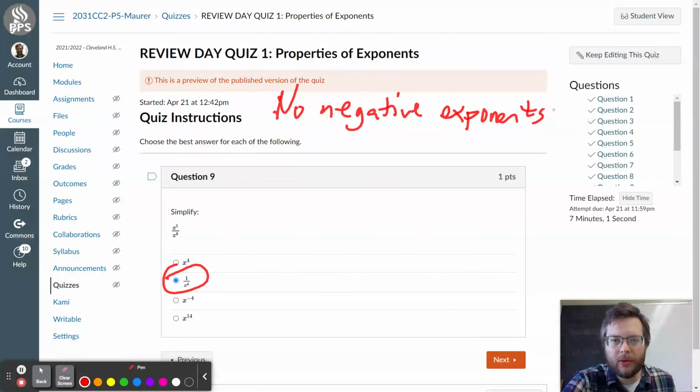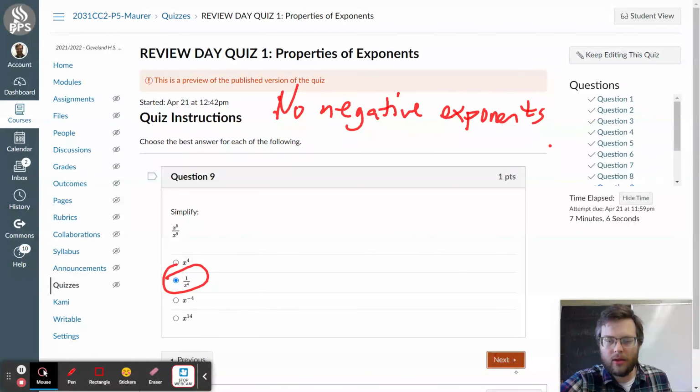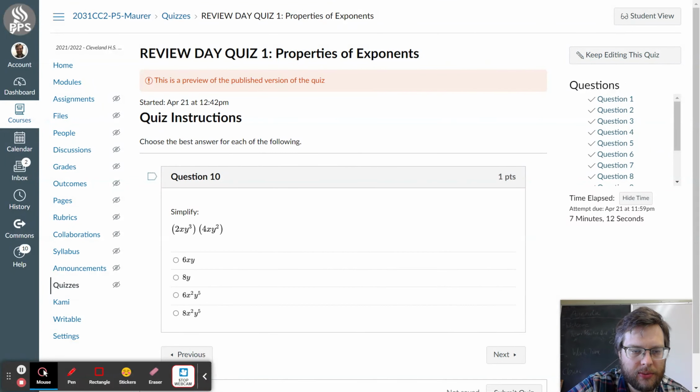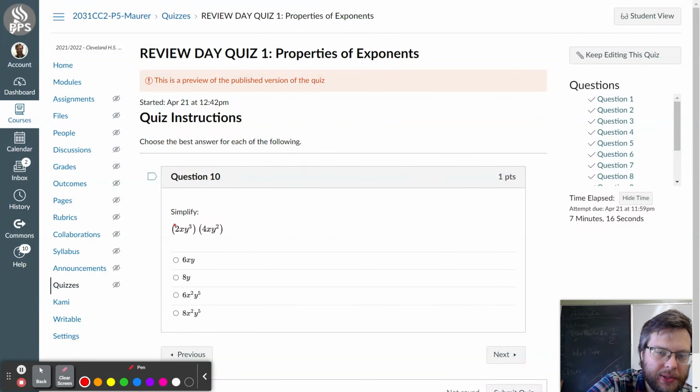All right, so moving right along to the next one here. Okay, so here we've got some multiplication that we're working on. So you just kind of think of it like how we did like terms. 2 times 4, x times x, y to the third times y squared.